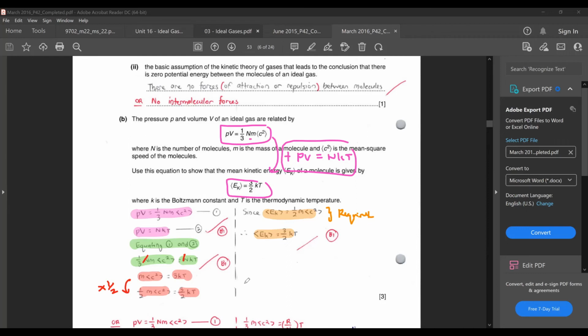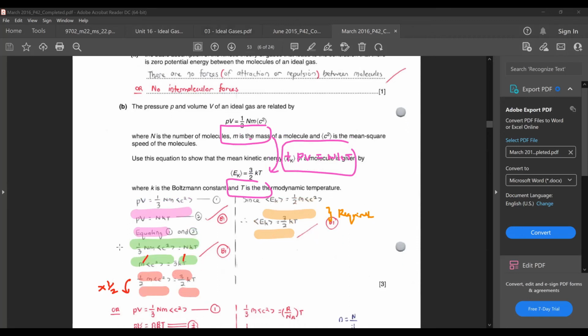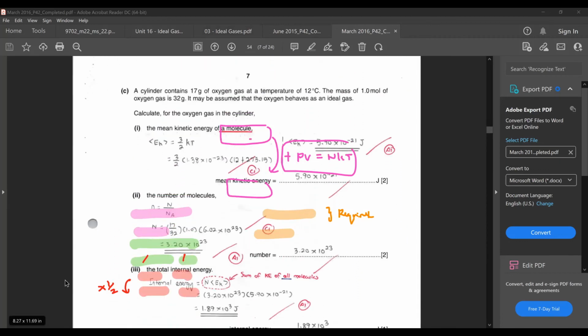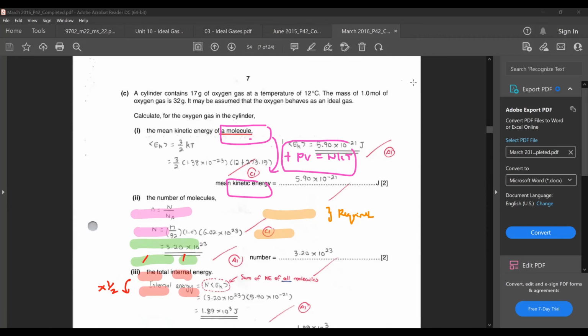Okay. If you stop right over here, you won't get the full marks. You have to specifically mention that half mc squared is actually EK. Therefore, EK is actually 3 over 2 kT. Okay. So derivation is done. It's actually following what you saw in the notes. This one is for 3 marks.